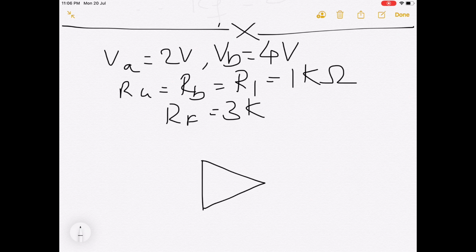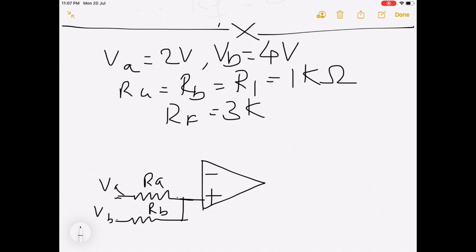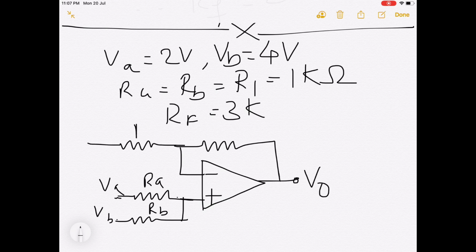Non-inverting adder. Non-inverting adder means at the plus sign your 2 inputs should be there. So this is RA, this is RB, this is VA, VB, 2 inputs. Okay, then your feedback resistor RF, this is your VO, then this is R1, this is RF. Okay, and this is grounded. This is our non-inverting adder. Now all these values are given and you have to calculate the output voltage.